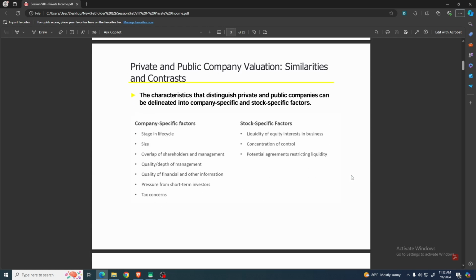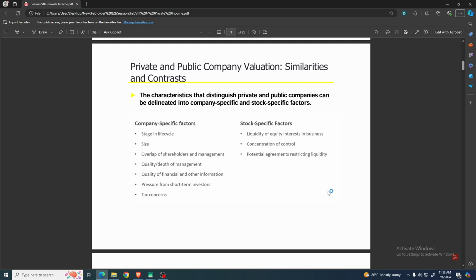Now, private and public company valuation, the similarities and contrasts. Here we are going to delve into the distinguishing factors between private and public company valuation, and these differences can be categorized into two main areas: company-specific factors and stock-specific factors, each impacting the valuation process in a unique way. So, when comparing the valuation of private and public companies, it is essential to recognize that the characteristics distinguishing these entities can be categorized into these areas that we have just identified. And let's dive into what each of these factors are.